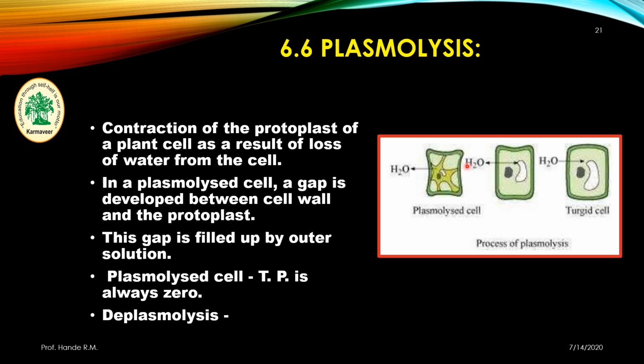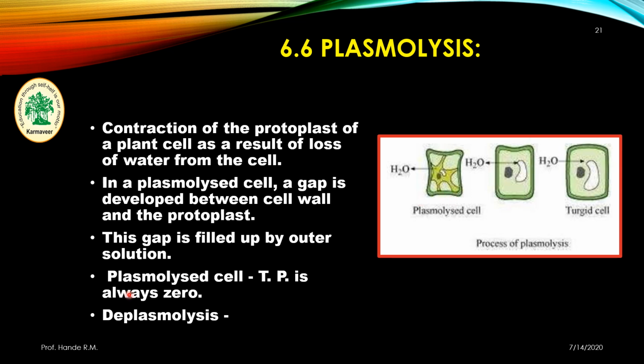The gap is present between the protoplasm and the cell wall in a plasmolyzed cell, and the gap is filled by the outer solution. This process is known as plasmolysis. Simply, plasmolysis means loss of water. Loss of water from the cell is known as plasmolysis, and in plasmolysis, Tp is always zero. No turgor pressure is exerted on the wall. So, in a plasmolyzed cell, Tp is always zero.